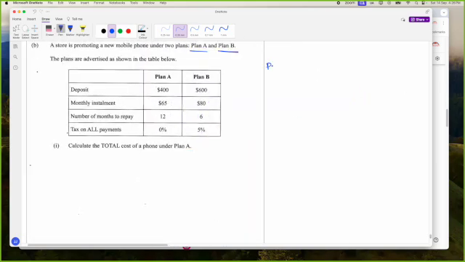So, Plan A: $400 deposit plus $65 over 12 months, and I have 0% tax. So that is it. So 400 plus 65 times 12. This works out to be $1180 for this plan. Plan B.